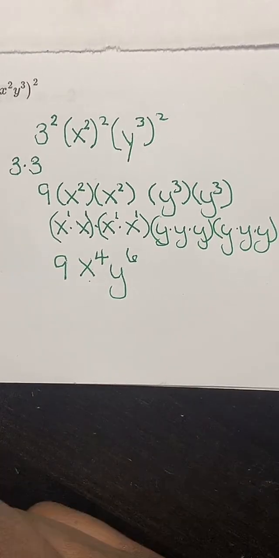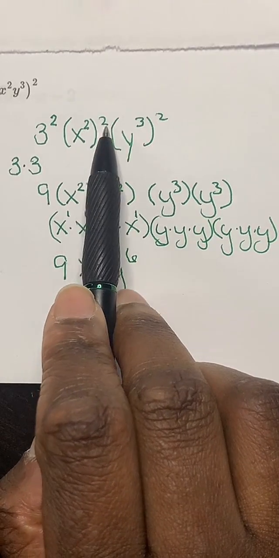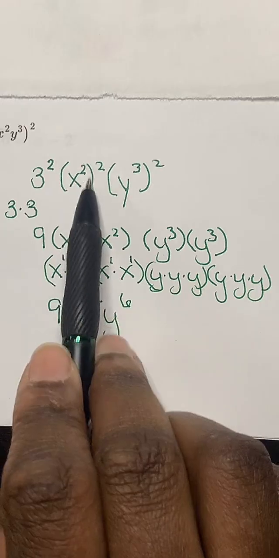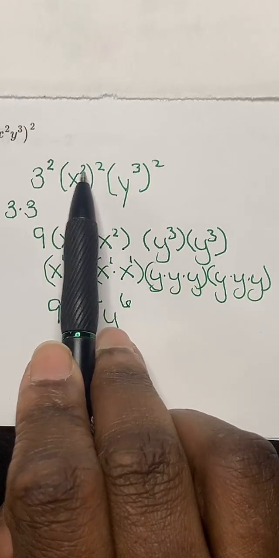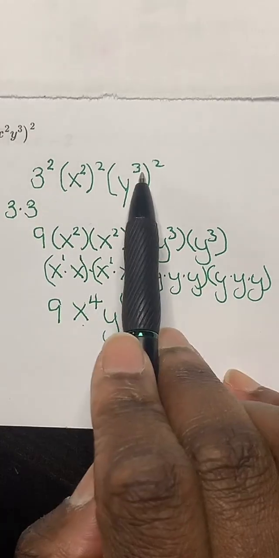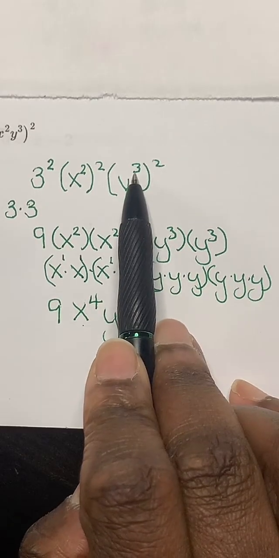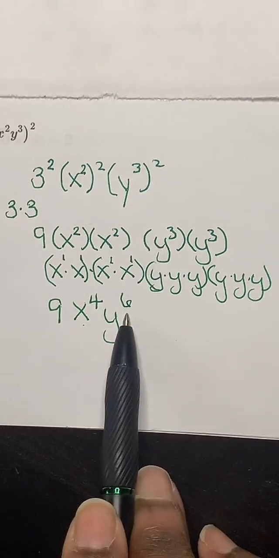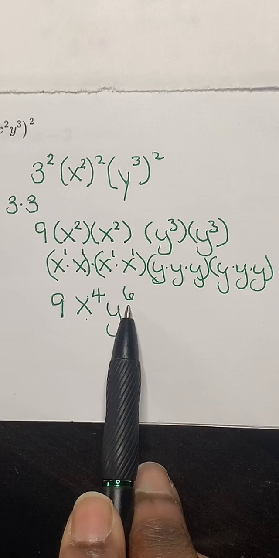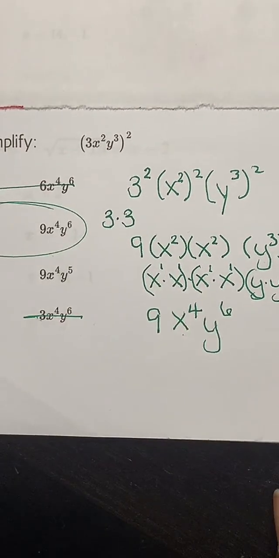But there is a shortcut. When you have an exponent being raised to an exponent and they're separated by a parenthesis, you multiply them. 2 times 2 gives me x to the 4th. When I have my cube being raised to the second power, it's really 3 times 2, which gives me y to the 6th. Okay? So my answer is going to be B.